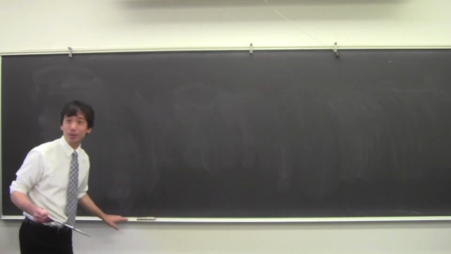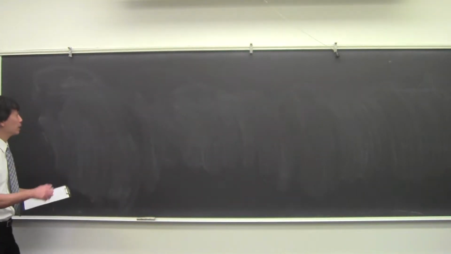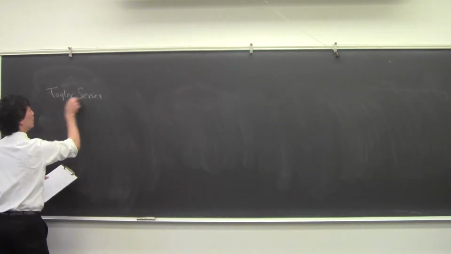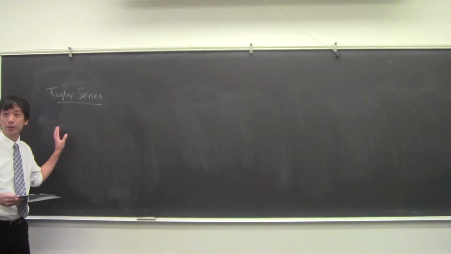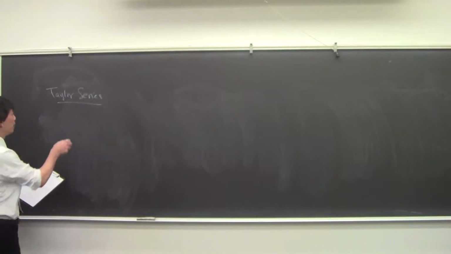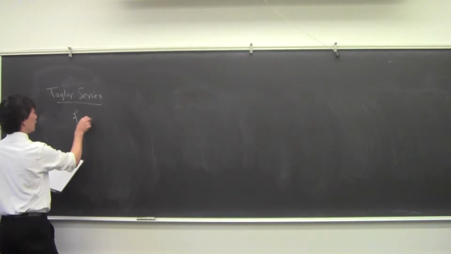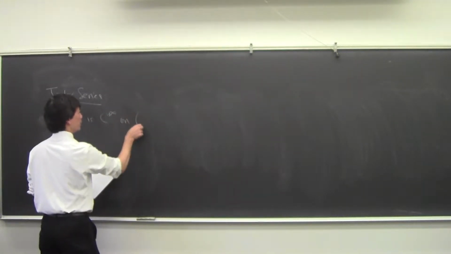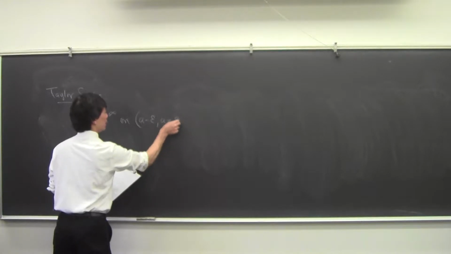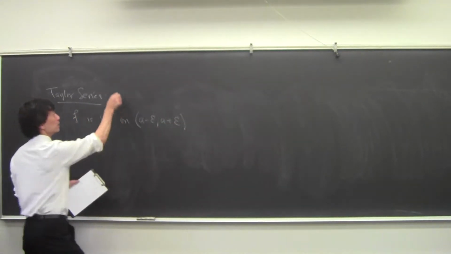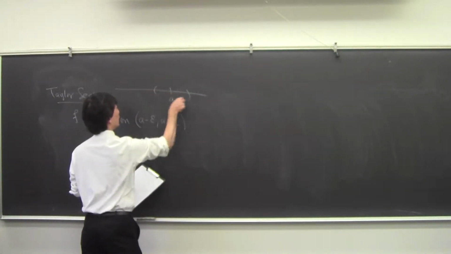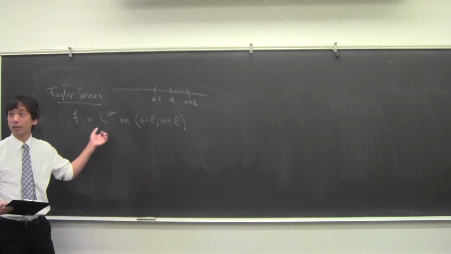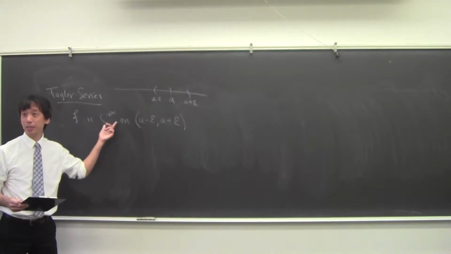Okay, so remember what we were talking about? Taylor series, right? So you have some function, and the function is infinitely differentiable on some interval a minus epsilon, a plus epsilon. So there's some point A, and you have an interval centered around A, and the function is infinitely differentiable there.